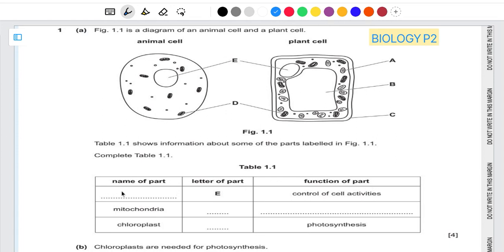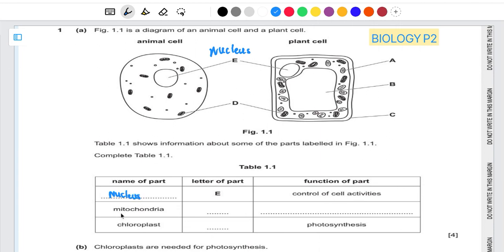So we have to name the part which is represented by E. The letter which is represented by E is called the nucleus. Then in terms of the function, control of cell activities. So we have the nucleus here.